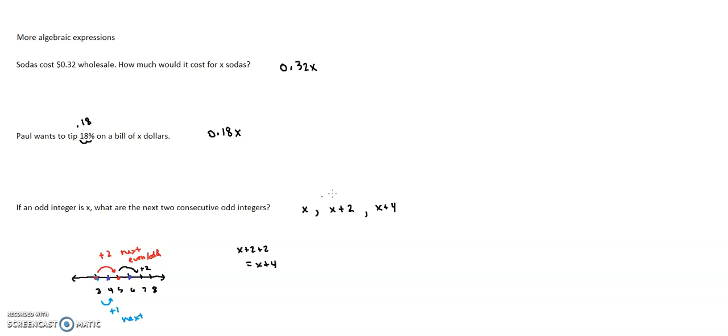And then if you're ever unsure, you can always check it and make sure that it makes sense. So what if I started at an odd integer? Let's just pick one, 11. Let's say we start at 11. The next one would be 11 plus 2, which is 13. And then the next one would be 11 plus 4, which is 15. Does that work? Are those consecutive odd integers, 11, 13, 15? Yes, those work. So when in doubt, use a simple example and see if it's making sense.